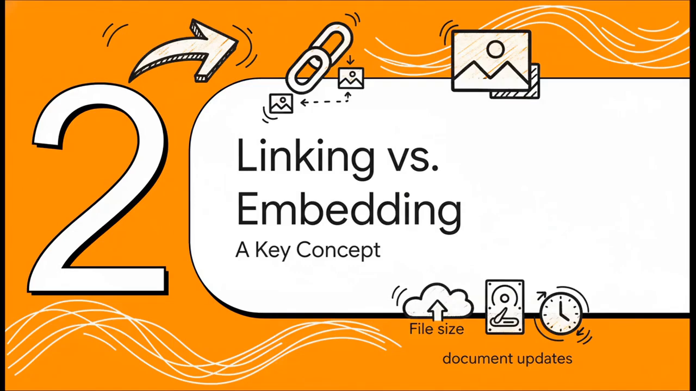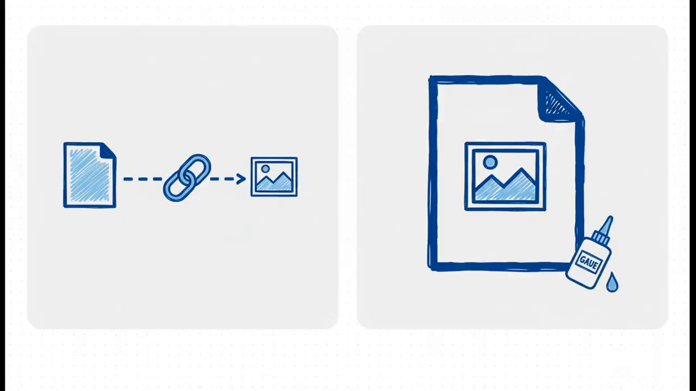Okay, so the image is in the document. And now we get to what is maybe the single most important decision you're going to make. Should you link it or should you embed it? This one little choice, believe it or not, changes everything from your file size to how your document gets updated. All right, let's really break this down because it's a game changer.